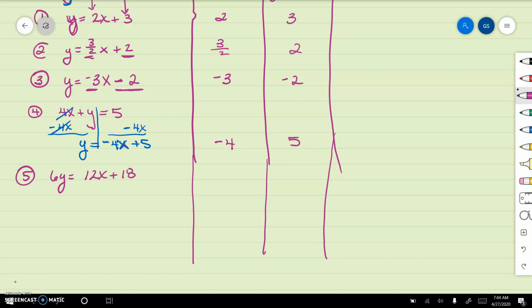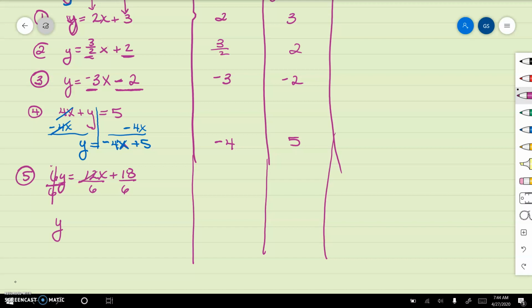Okay, so what we're going to do is get y alone. And in this case, getting y alone means undoing multiplication. This is 6 times y here. 6 times y. We want to divide by 6. And if we do it there, we have to do it everywhere. Okay? And when we do that, 6 divided by 6 is 1. 1 times y is y. So this is a y.